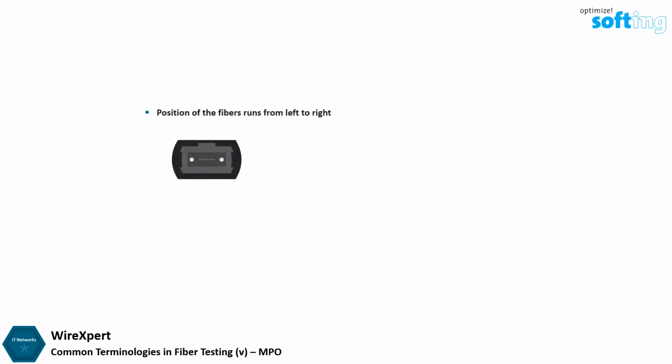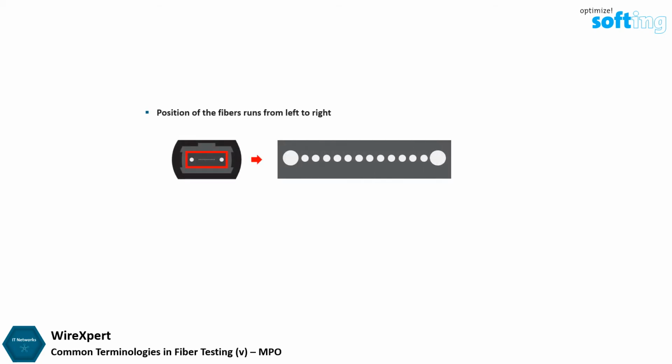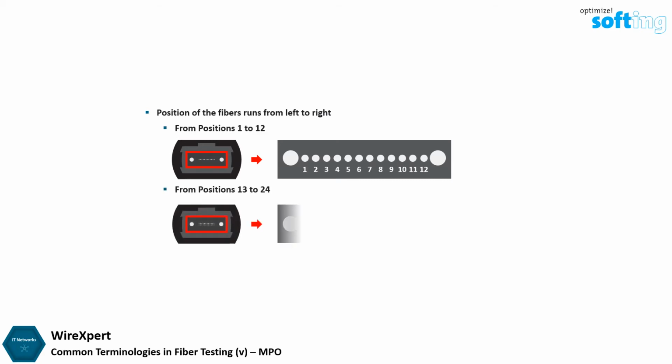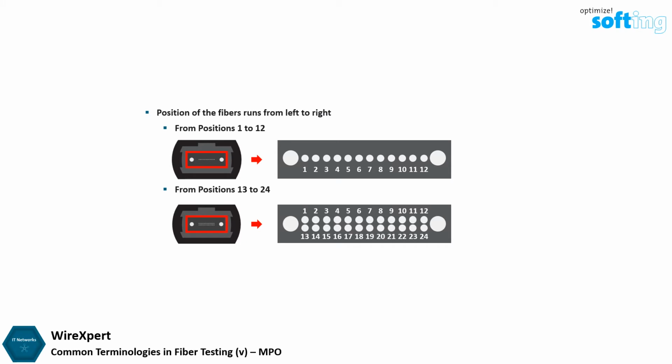The positions of the fibers within the connector run in a sequence from left to right, from position 1 to position 12, and position 13 to 24 on the next row if the connector has multiple rows.